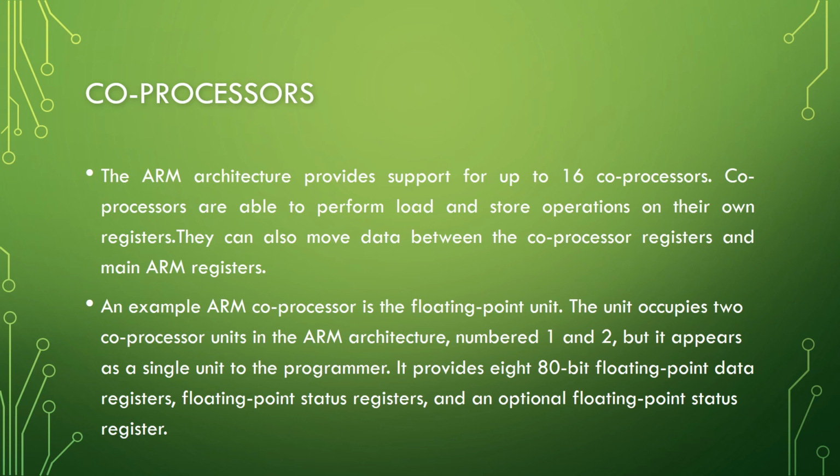An example ARM coprocessor is the floating point unit. This unit occupies two coprocessor units in the ARM architecture, numbers 1 and 2, but it appears as a single unit to the programmer. It provides eight 80-bit floating point data registers, a floating point status register, and an optional floating point status register.